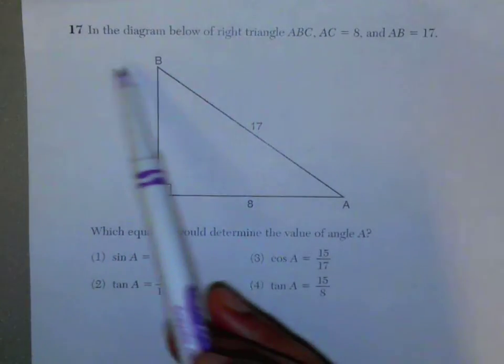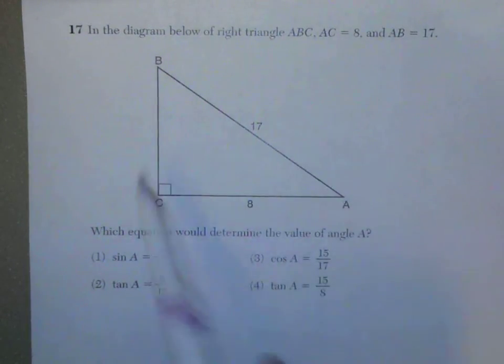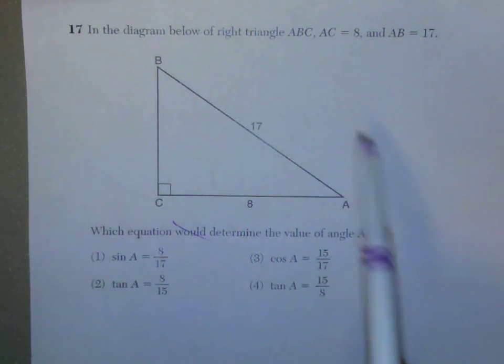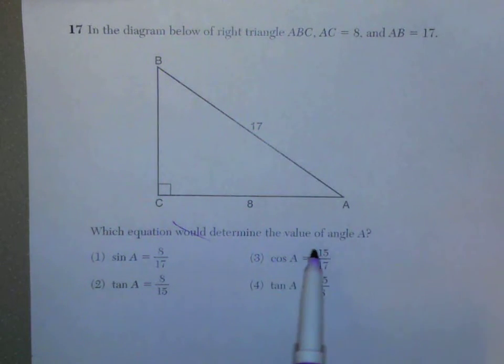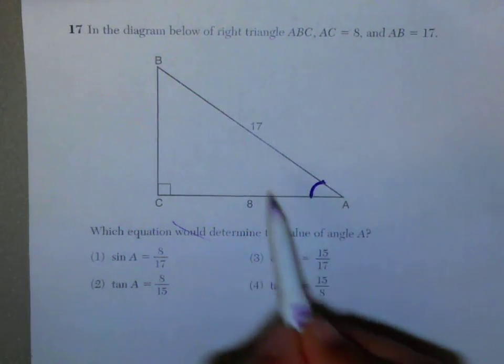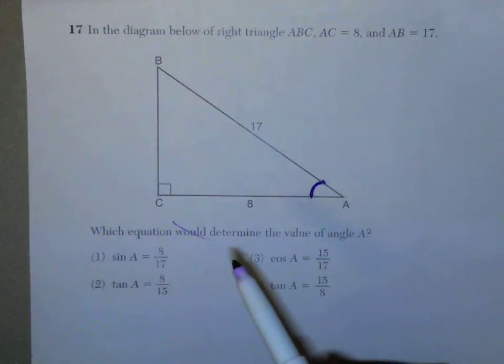Alright guys, in the diagram below of right triangle ABC, which is given right here, the side AC is 8, it's given. AB is also given. Which equation would help us to find the value of angle A? So we need to find angle A, which is this one. And we have to somehow use the side, so we have to use trig ratio.